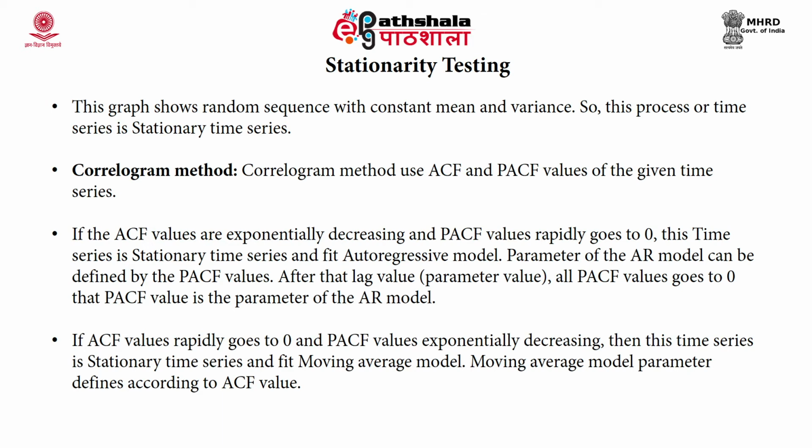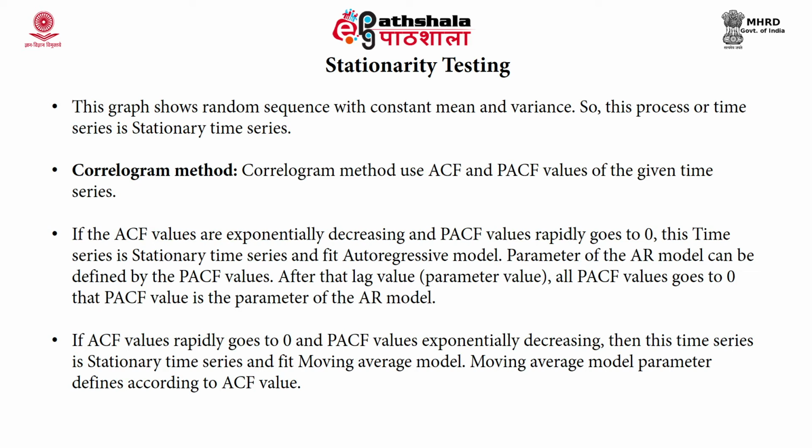Now we want to see the stationarity of the data using the correlogram method. The correlogram method uses ACF and PACF values of the given time series. If the autocorrelation function values are exponentially decreasing and the PACF value rapidly goes to 0, this is a stationary time series and we fit an autoregressive model. Parameters of the autoregressive model can be defined by the PACF value. After that lag value, all PACF values go to 0. That PACF value is the parameter of the AR model.